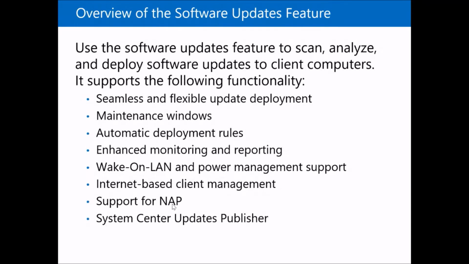So overview of the software update features. We can use the software update feature to scan. Scanning means we're going out and looking at all the computers. Analyze, so analyze if they got the update, if they need the update, and so forth. And then deploy the updates to the client computers. It supports the following functionality. There's seamless and flexible update deployment. Seamless means you don't notice that you're transitioning from one system to another system. Flexible means we can apply it to different situations.